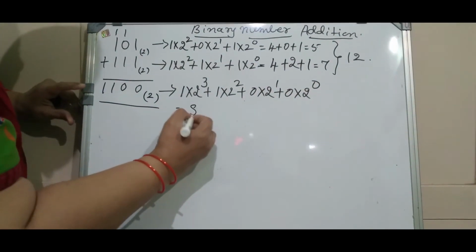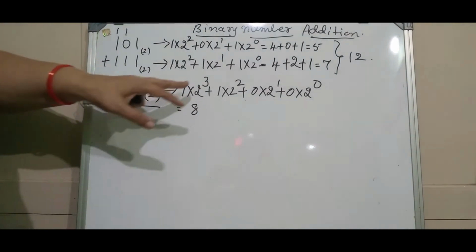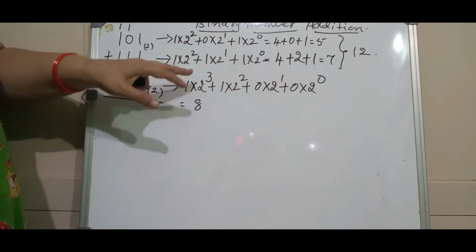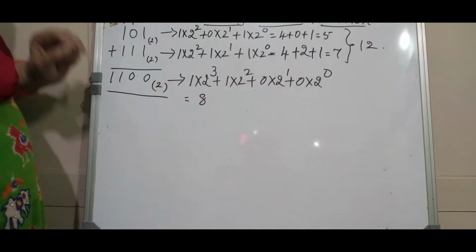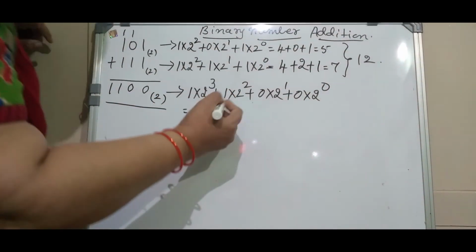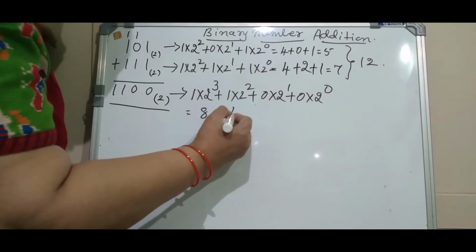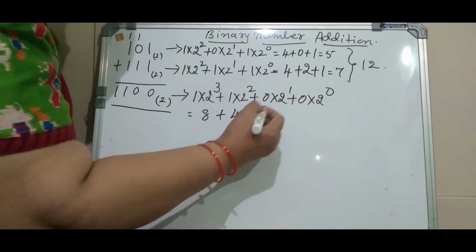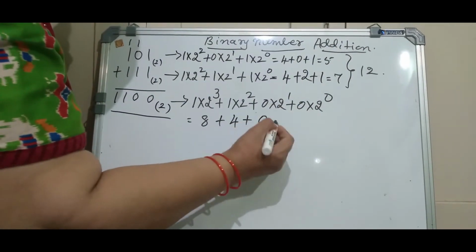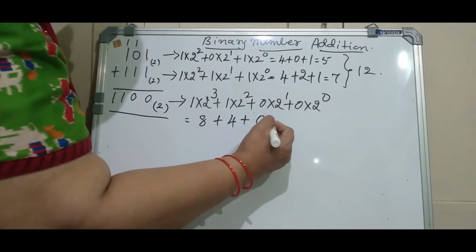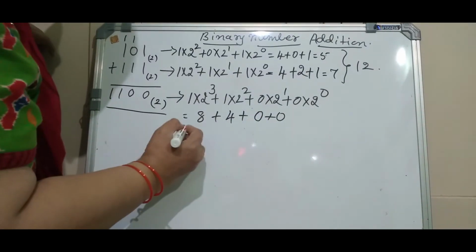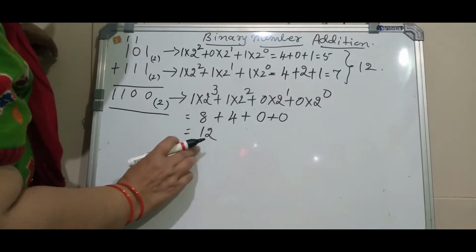So here this will be nothing but 8. 2 to the power of 3 means we multiply 3 times: 2 into 2 into 2. So 4 2s are 8. Again here, plus 1 into 2 to the power of 2 will be 4 here, plus these two values are 0, because 0 multiplied by any number is 0. So 0 plus 0. Again the answer is 12 here.